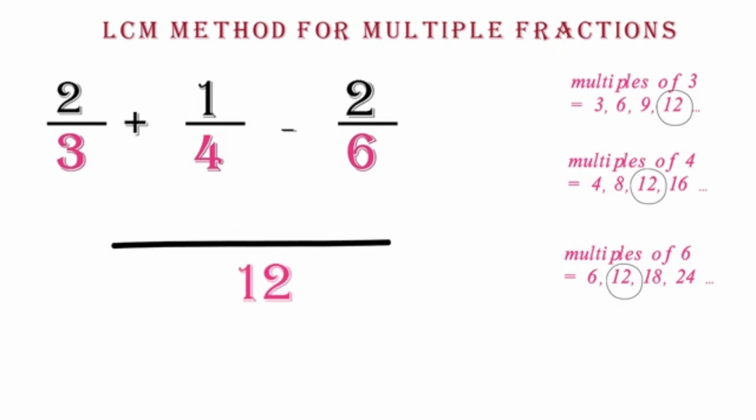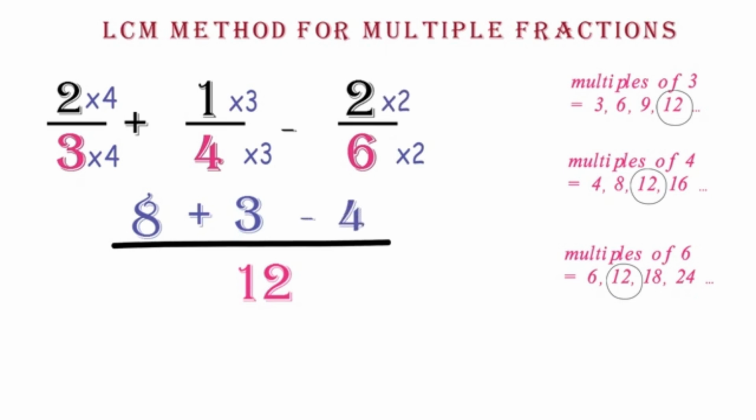We move on to step 2. 3 times what number gives 12? The number is 4. Multiply 2 by the 4 to get 8. 4 times what number gives 12? The number is 3. Multiply 1 by the 3 to get 3. Finally, 6 times what number gives 12? The number is 2. Multiply 2 by the 2 to get 4.